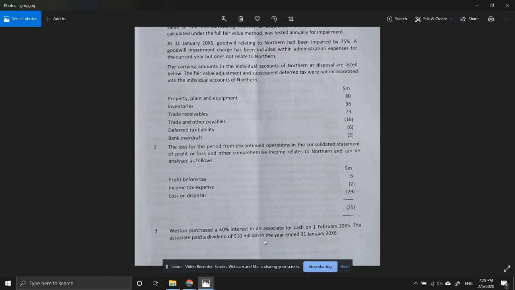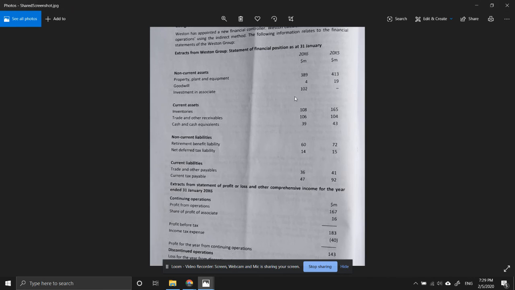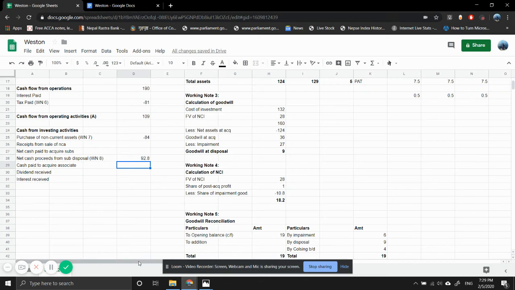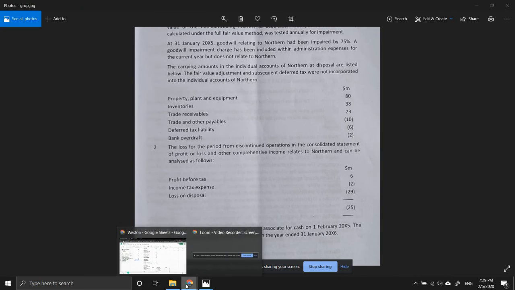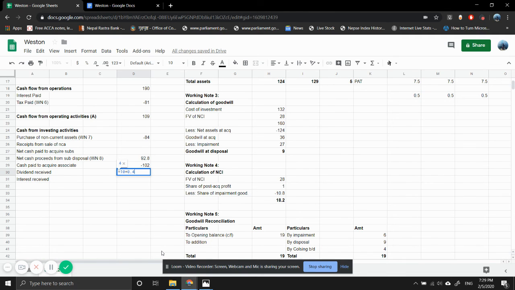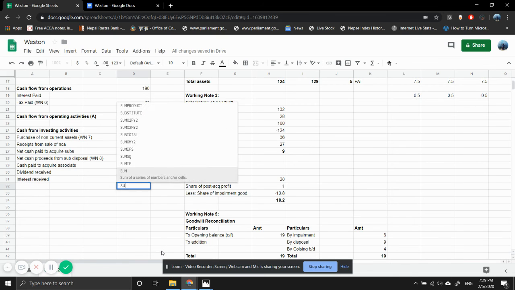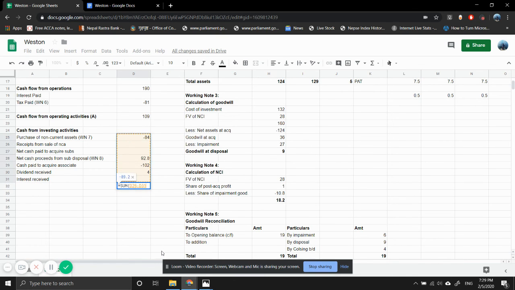40% associate in cash. What's the investment amount? It's not given. That means we can find it in NCA, 102. So minus 102, dividend received. Yes, there is some dividend received. But that's for everybody, so into 40% as well, into 0.4. That is the dividend received, right? So sum of everything, 9.2.